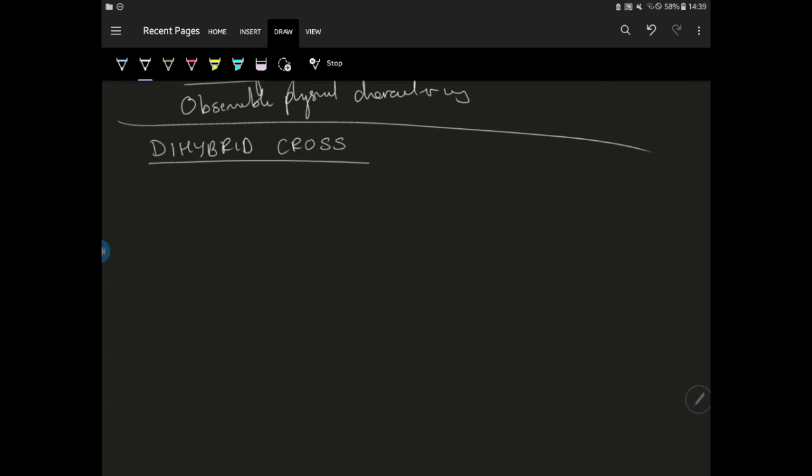A dihybrid cross is when we're looking at two pairs of contrasting characteristics. Monohybrid was a single pair of contrasting characteristics. Dihybrid is two pairs of contrasting characteristics. Let's look at what that means.